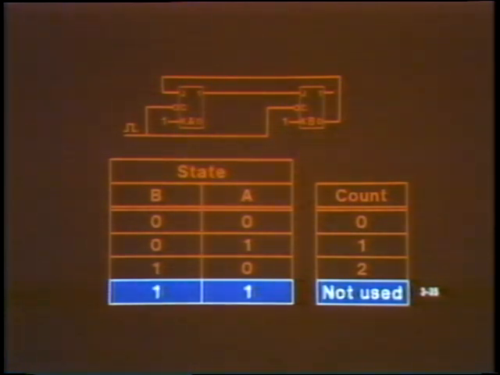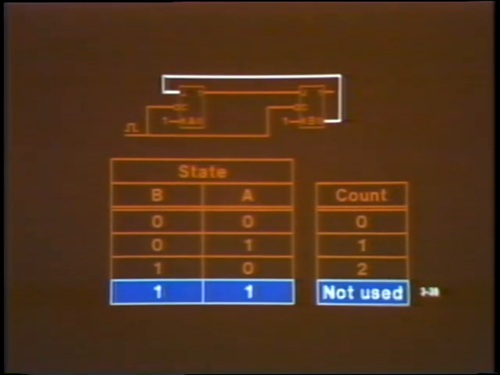The reason the 1,1 state is never used is because the feedback line from B's complemented output resets A whenever B is 1. Due to this feedback line, both A and B can never be set at the same time.